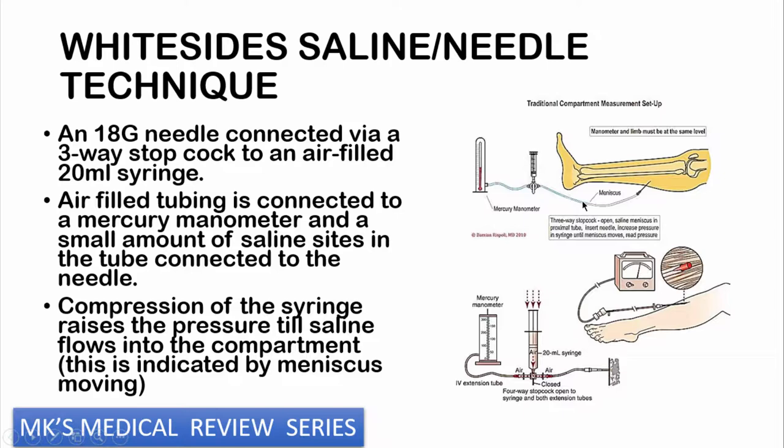So you're going to be compressing and applying pressure on the syringe until this meniscus flows into the compartment, until this saline actually flows into the compartment. Then the pressure at which this saline flows into the compartment, you check that on your mercury manometer, and that of course would be the intracompartmental pressure. And that's how you're going to be measuring the intracompartmental pressure. I hope that really makes sense.